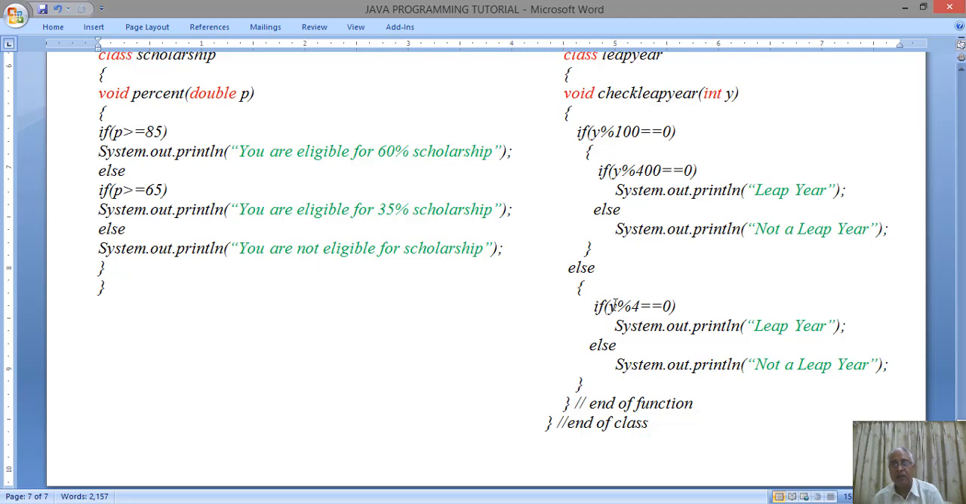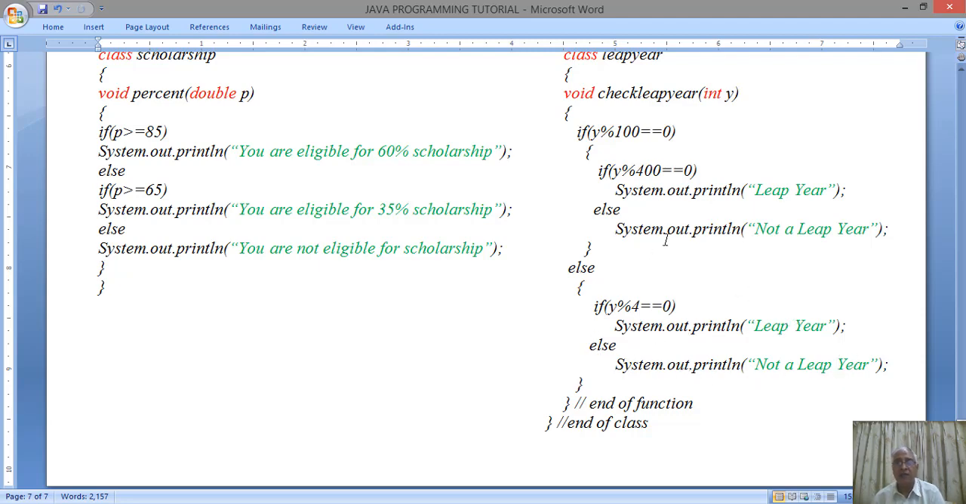So that is if it is not a century year, which means it is another type of year, maybe 1984, maybe 1969, maybe 1789, something like that. So if y % 4, in that case we have to divide by 4 and check. If y % 4 is equal to 0, System.out.println it is a leap year, else System.out.println it is not a leap year.